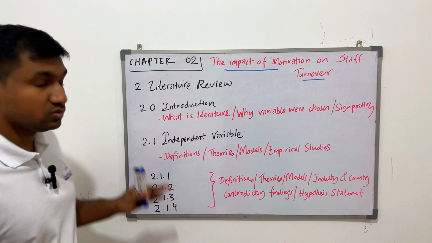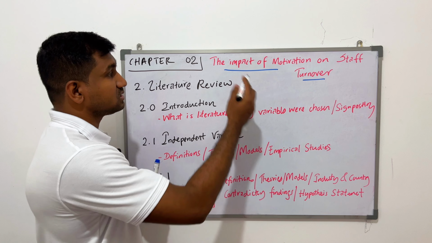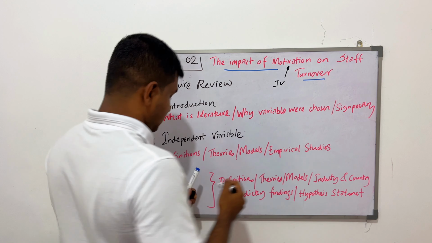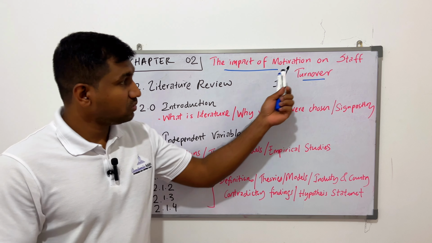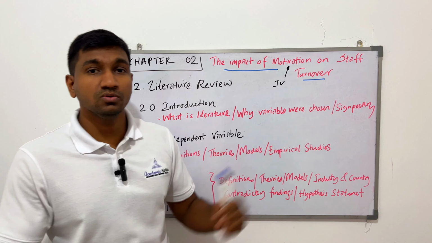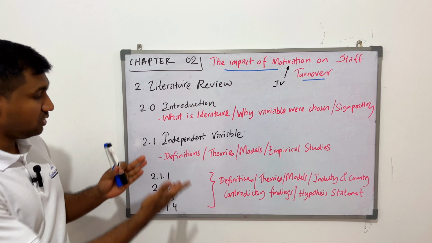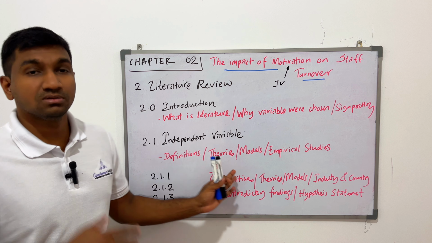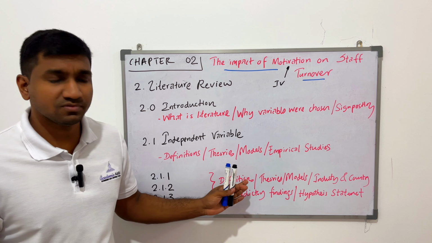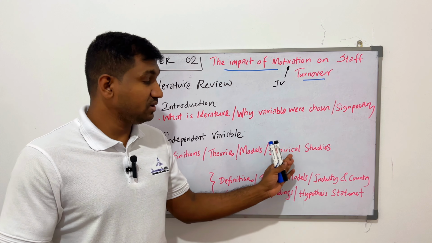Okay, and then 2.1, your independent variable. What is our independent variable in this research? Motivation. This is our independent variable. Now before you break this down into your attributes, you need to generally explain what your motivation is. For that, you can have definitions, maybe theories. There are many theories on motivation. So you can bring a couple of theories and explain. Also models. And also it is important to have empirical studies.